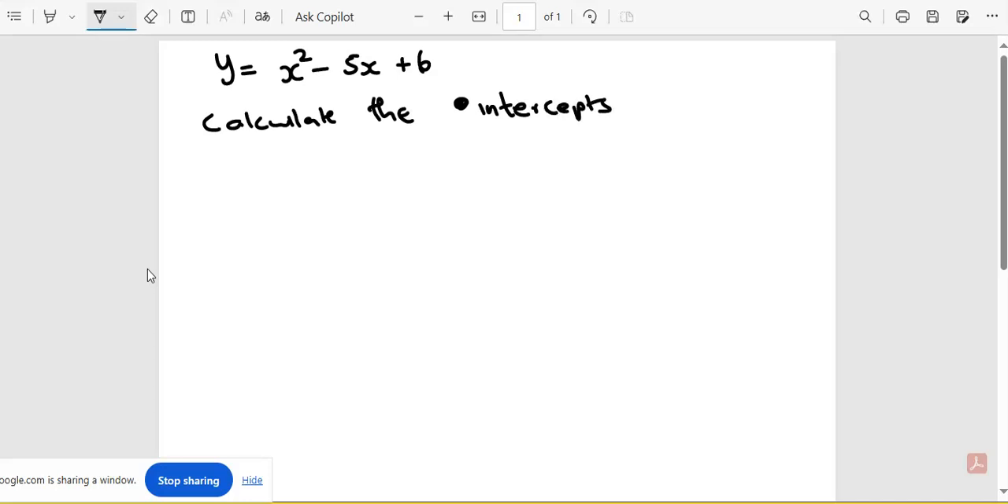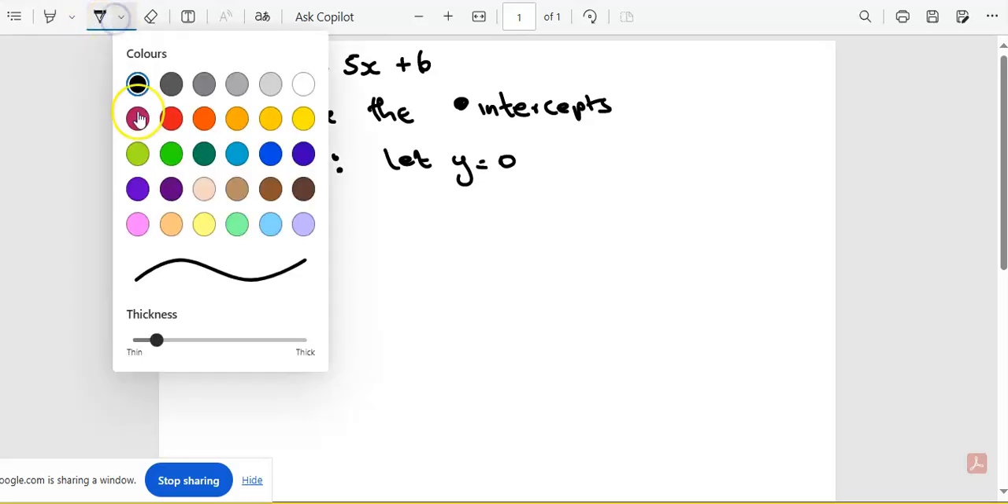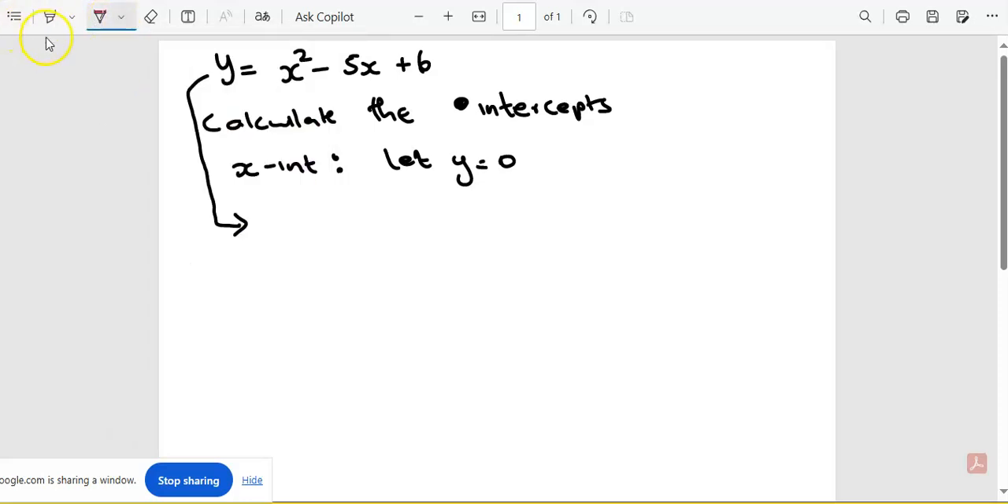To find the x-intercept, we're going to let y be equal to 0. So from this equation, where there's y, I'm going to substitute 0. So this will be 0 is equal to x squared minus 5x plus 6, which can also be written as x squared minus 5x plus 6 is equal to 0. Then now I can factorize this.